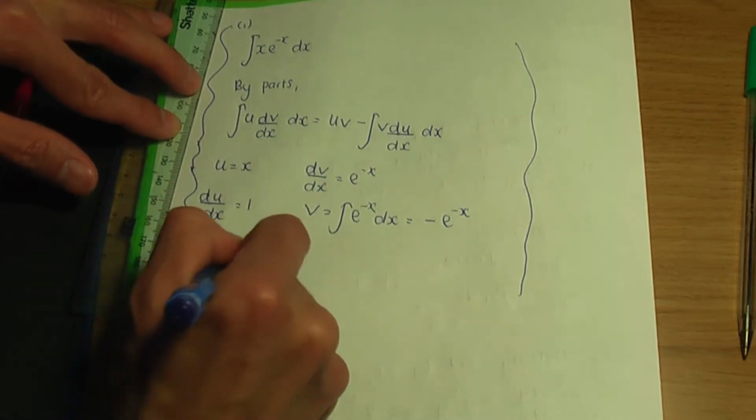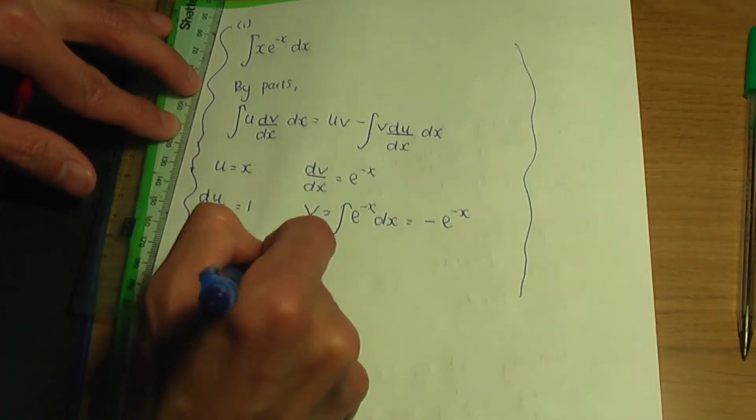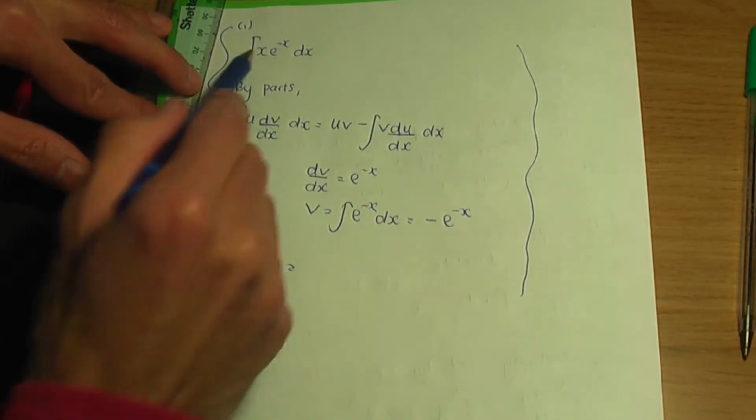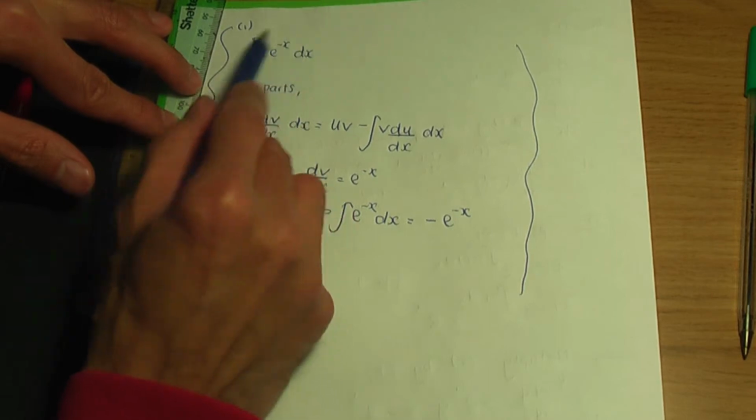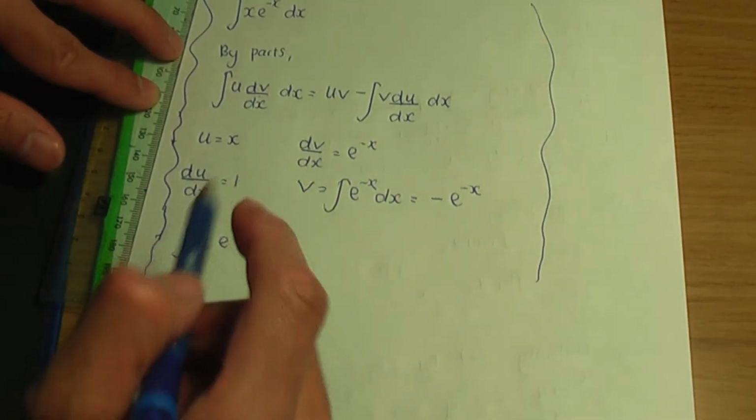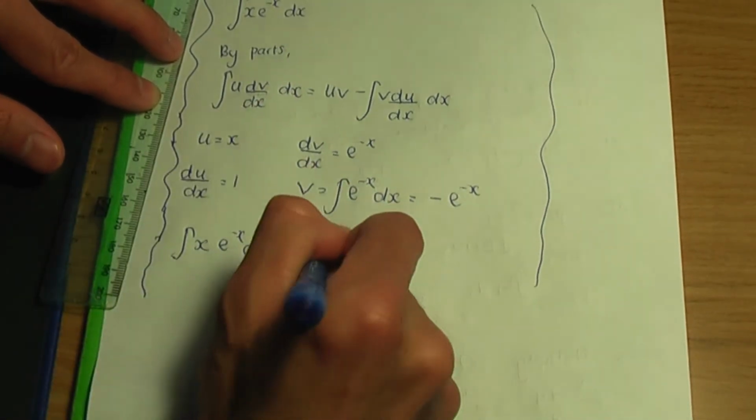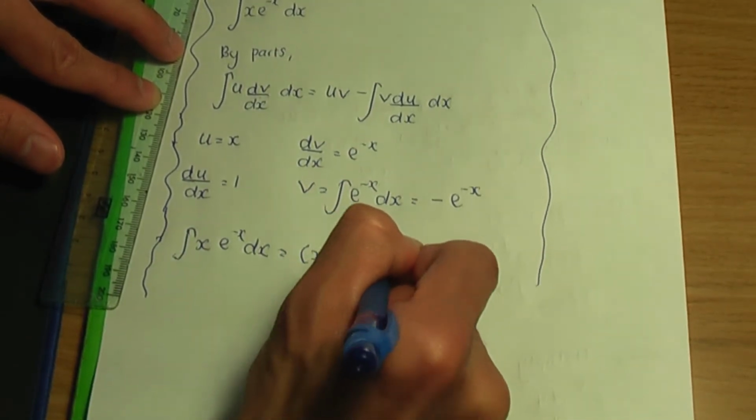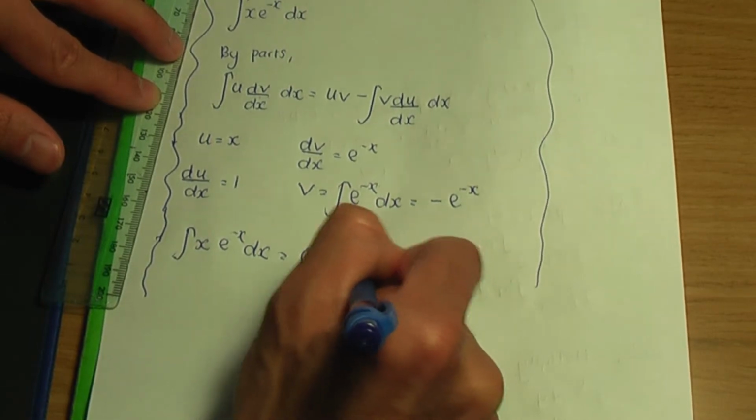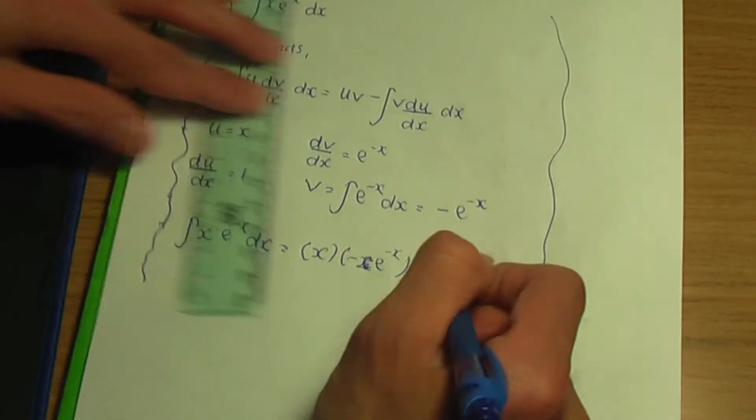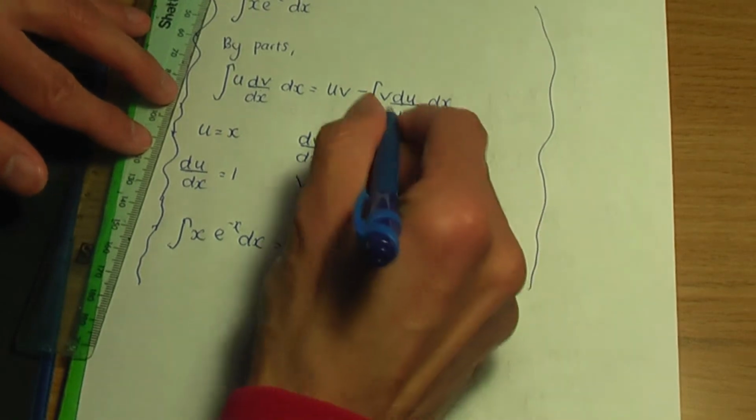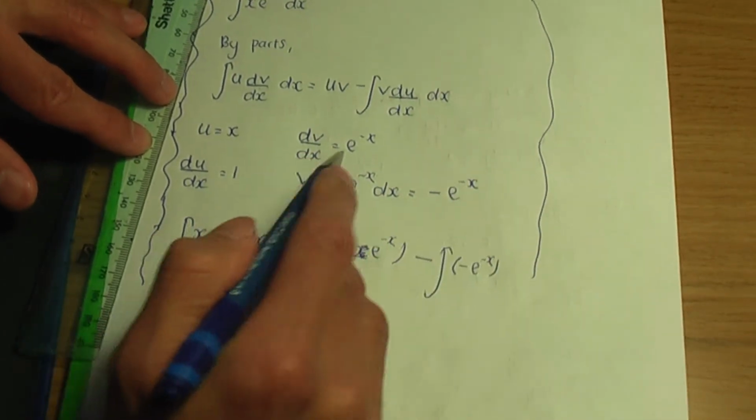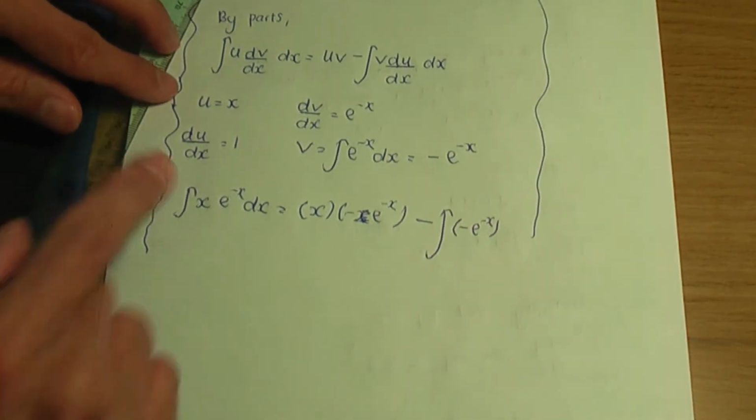So let's use the by parts formula. The integration of u, which is x, times dv over dx, e to the minus x, is the left-hand term, which corresponds to what we need to integrate. And that is equal to u, which is x, multiplied by v, which is minus e to the minus x, minus the integration of v, which is minus e to the minus x, multiplied by du over dx, that being 1.